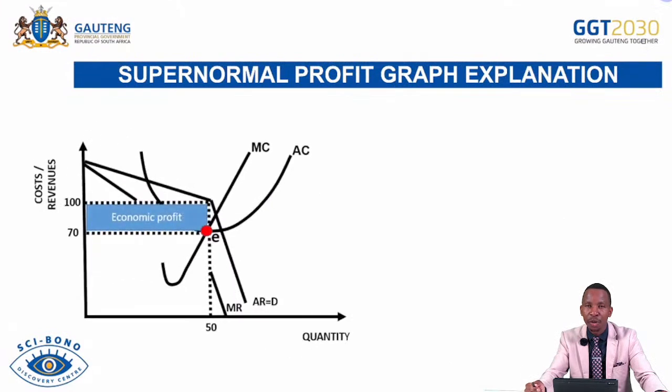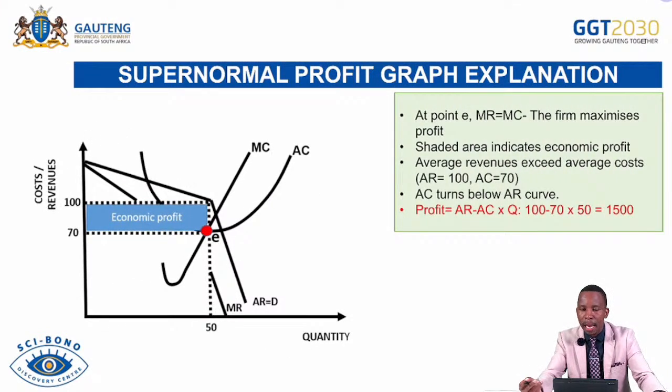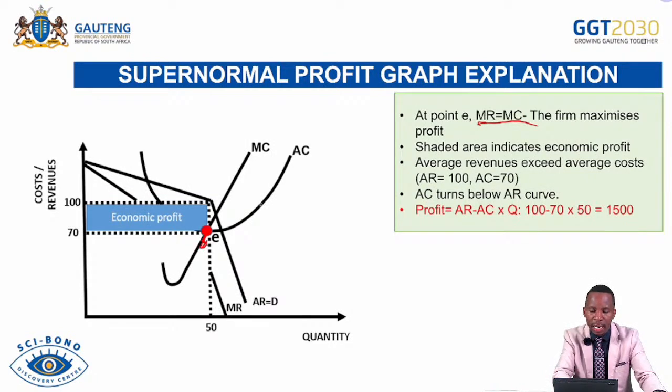So this is the expression of the graph. At point E, MR equal to MC. This is the point. MR equal to MC, the firm maximizes the profit. We call this one the profit maximization point. And then the shaded area indicates economic profit, or supernormal profit. Average revenues exceed average cost. You can see average revenues are 100, average costs are 70.